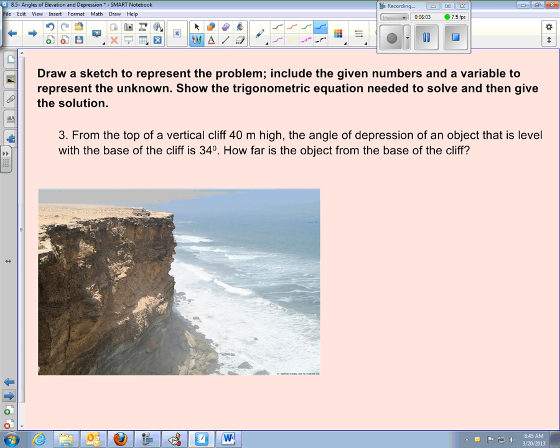All right, so let's go ahead and try some more of these. From the top of a vertical cliff 40 meters high, the angle of depression of an object that is level with the base of the cliff is 34 degrees. How far is the object from the base of the cliff?